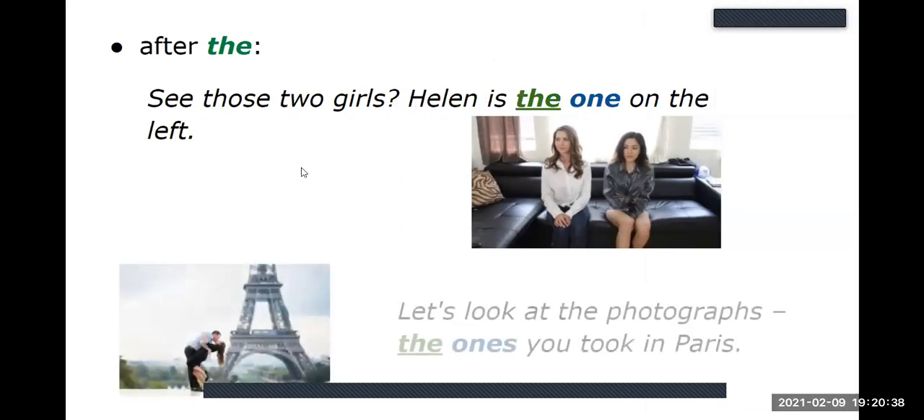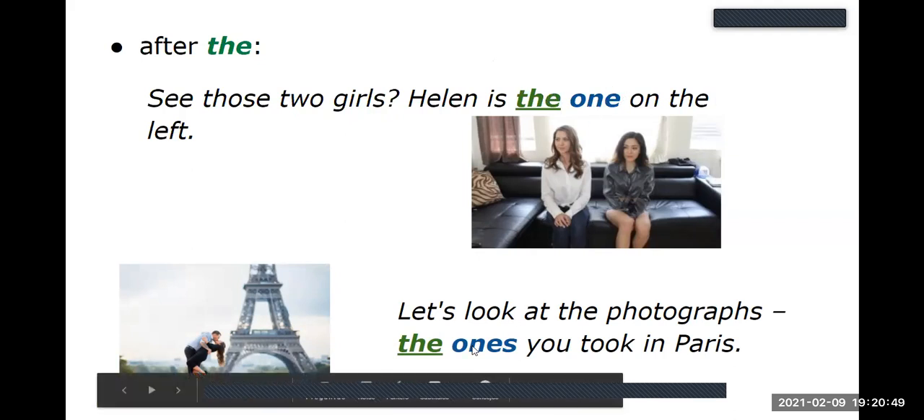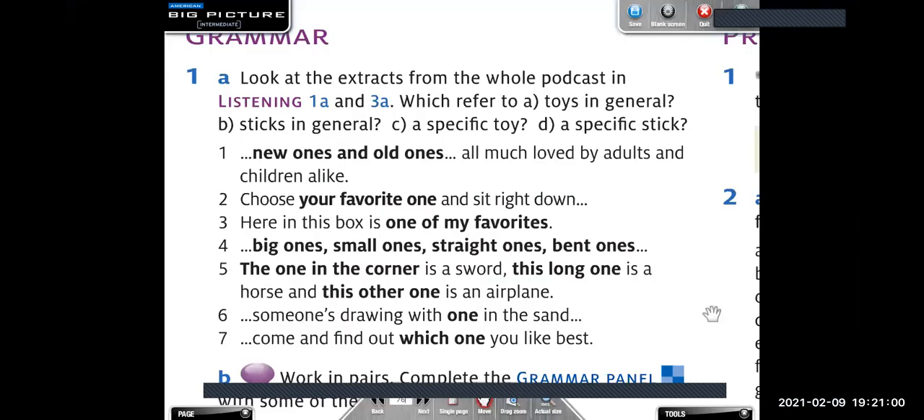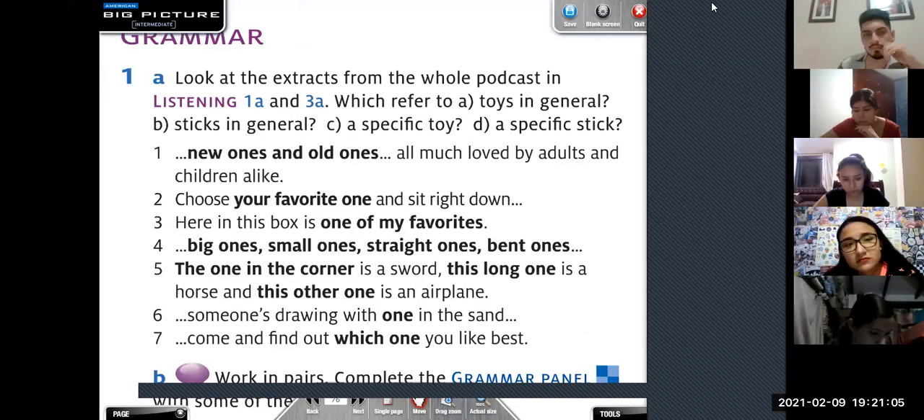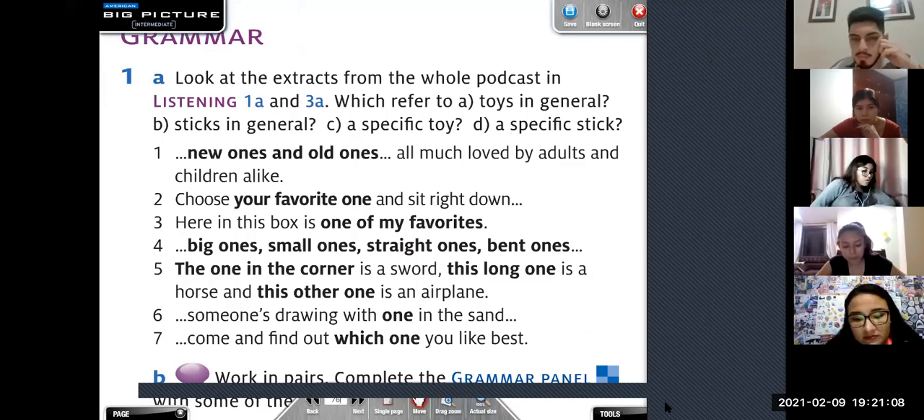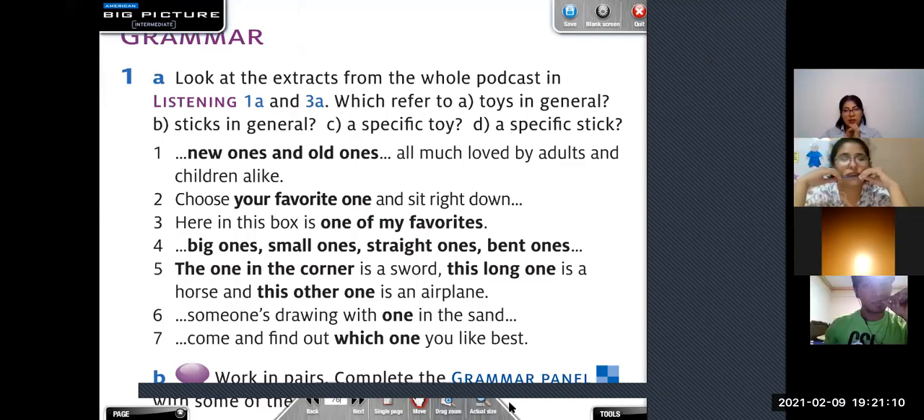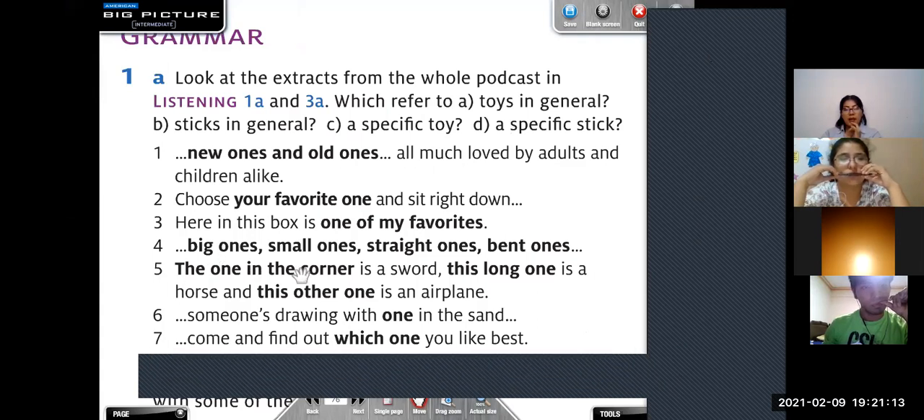Then we have here, let's look at the photograph. The ones you took in Paris. So we can use one or ones after the. Do you have any example like this in your sentences? Any examples? The one? Okay, sentence number 5: the one in the corner. Okay, very good.